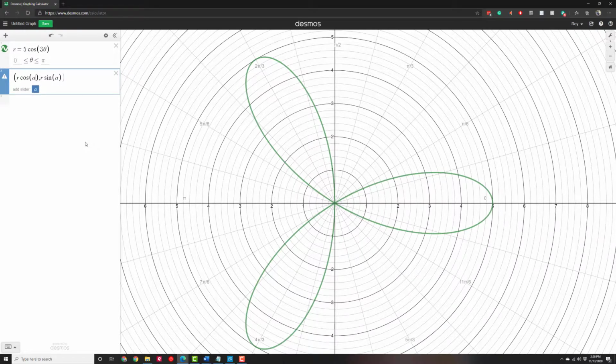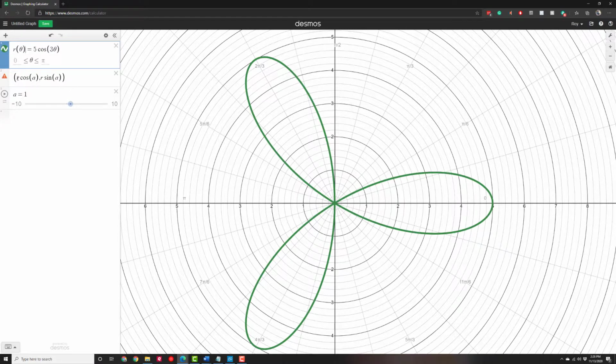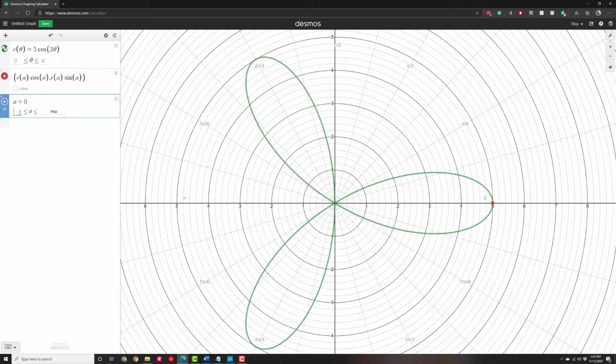But even then, that's not going to do it for me because I need to know what r is. I know we labeled r here, so maybe I should say r of theta just so that it knows that I have a function of theta. And I'm going to call this r of a times cos of a and r of a times sine of a. That might work. Let's just see. Yep, that'll work. Okay, so I'm going to have a go from 0 to 2 pi.